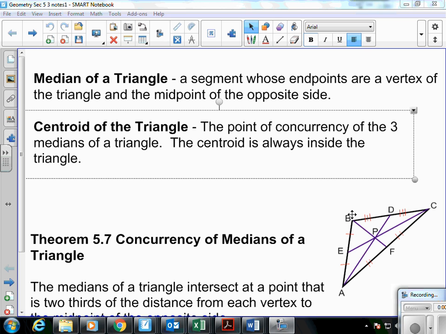So it's going from a vertex to the opposite side, and where it hits the opposite side should be the midpoint. So B to F, F being the midpoint, means that AF and CF are going to be the same length. Or A to D, making BD and CD the same length, because D would be the midpoint of that side. Or CE, E being the midpoint of side AB, so BE and AE would be the same length. And the point of concurrency, where those three lines intersect, is called the centroid of the triangle.